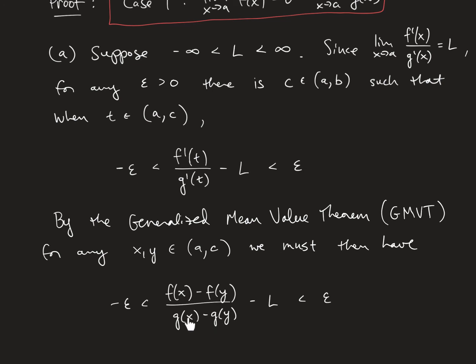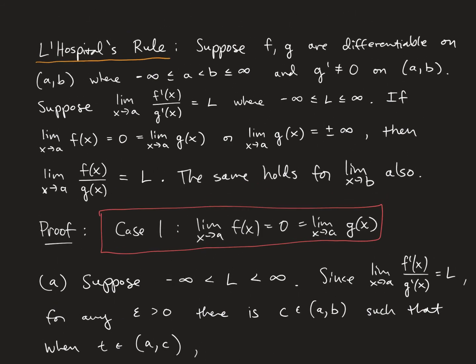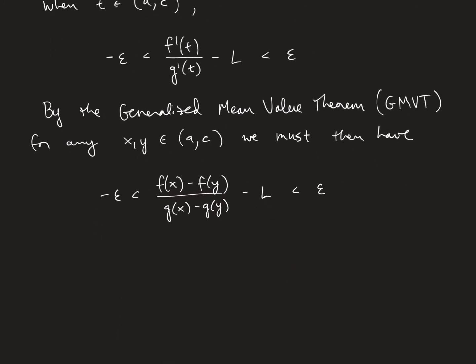Note this quotient actually makes sense. g of x can't equal g of y because g prime is not equal to 0 in our interval. And we discussed how the mean value theorem implies that g has to be injective on that interval. Okay, so this quotient makes sense.